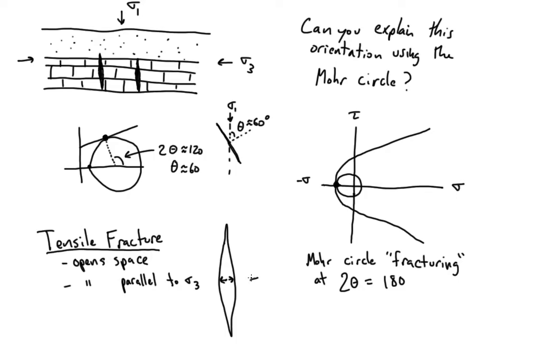And so the way that it opens is in the same orientation as the least principal stress. So that sort of makes sense. If we're pushing on a box from all directions, and we're going to make some space, it's going to be parallel to the direction that we're applying the least stress. And in this case, if we actually go into negative, it means sigma 3 negative, it means we're actually pulling this thing apart.